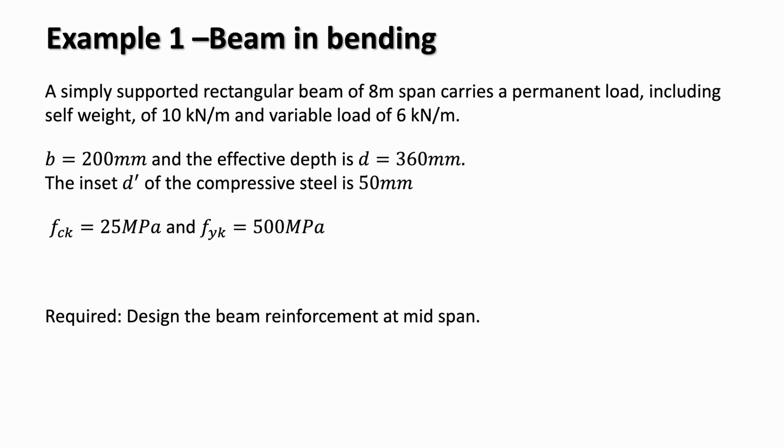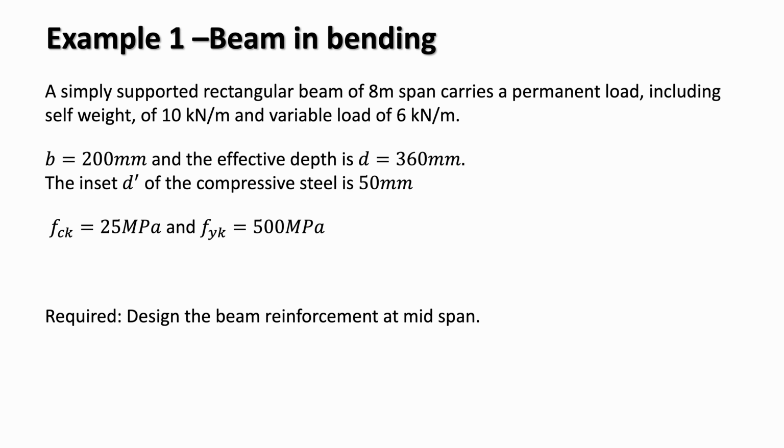So here in this example, we have an 8-meter simply supported span carrying both permanent and variable loads. This gives us a uniformly distributed design load to work with. The section is 200 millimeters wide with an effective depth of 360 millimeters. The compression steel is located at 50 millimeters from the top.